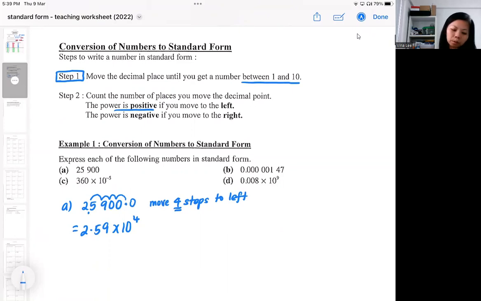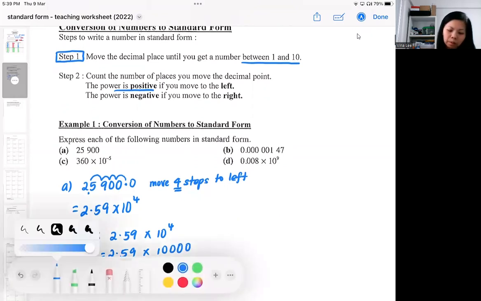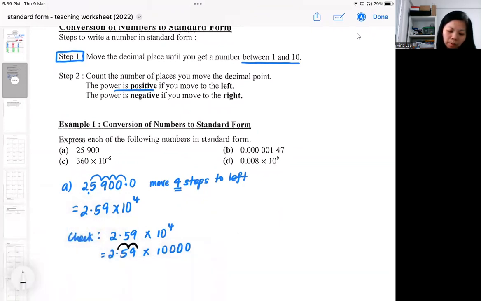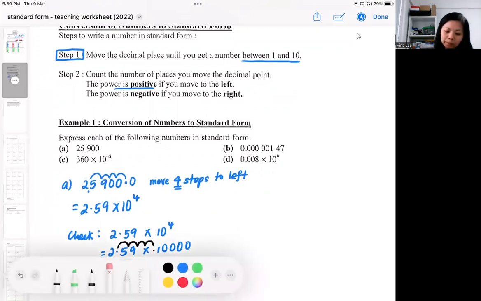Okay. So if you want to do a check, you can do something like the primary school check. If you multiply 10 to the power of 4, that is like multiplying 1, 2, 3, 4. Do you remember in primary school, when you multiply by 10,000, you jump 4 places? So when you jump 4 places, you get back the same number. So you can always do a check back. Okay? So for a very big number, that's how you do.